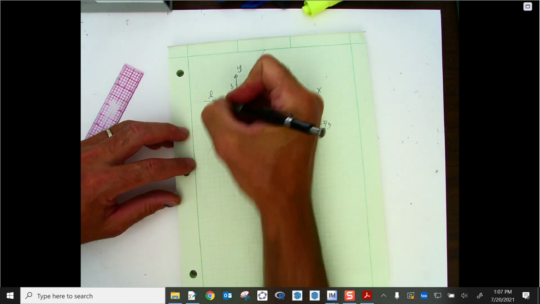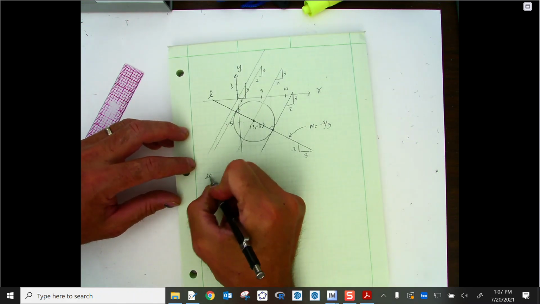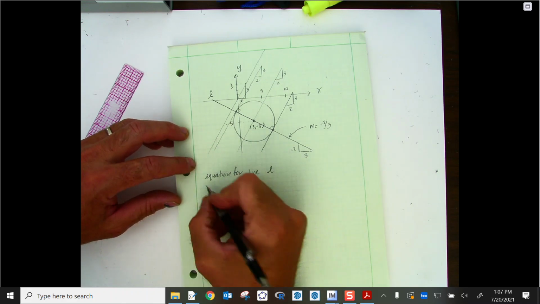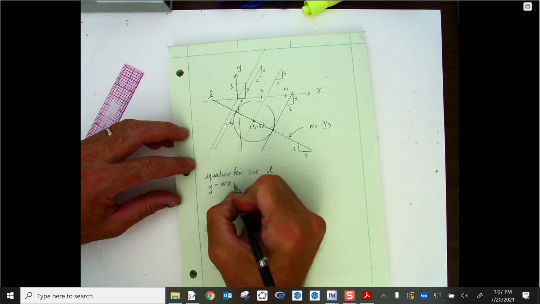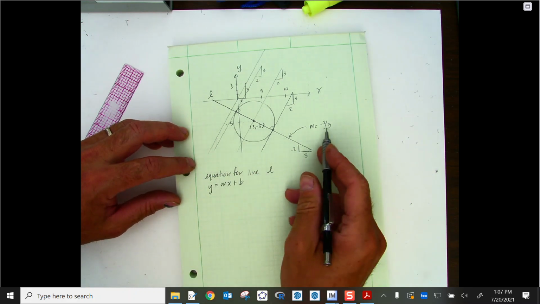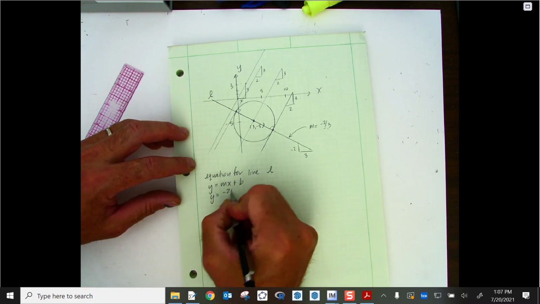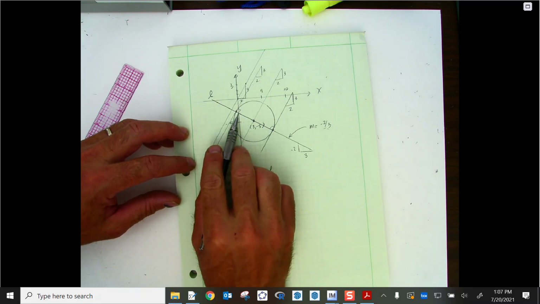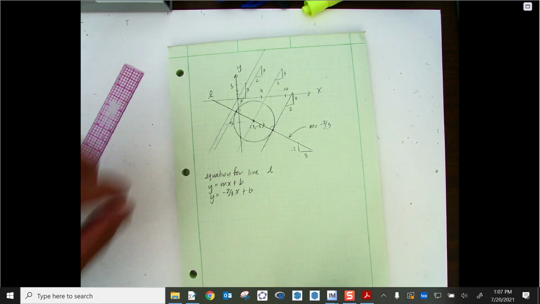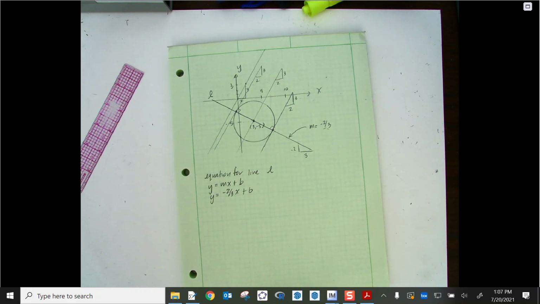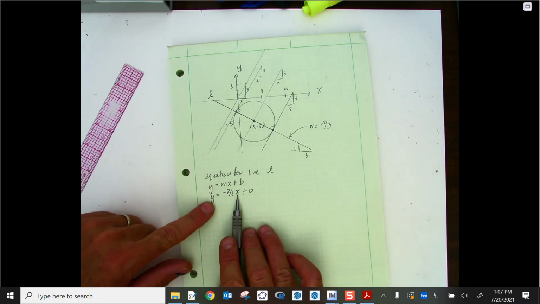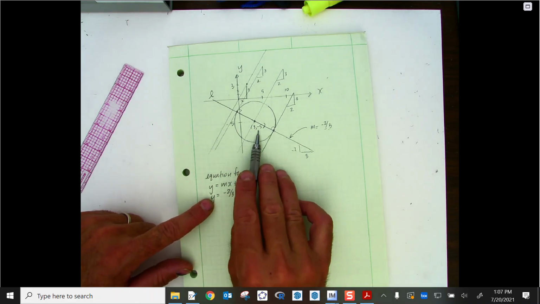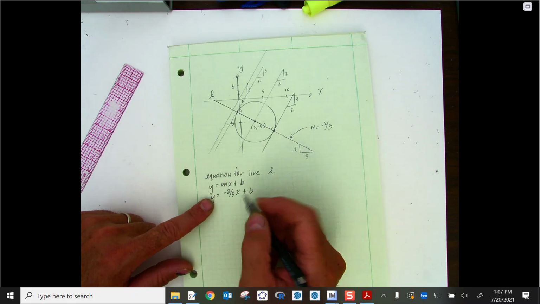I'll call this line L. The equation for line L is of the form y = mx + b, but I already know what m is. It's negative 2/3. So y = negative 2/3 x + b, but I don't know the y-intercept. It looks to be about -3, but we can't trust the picture here, so I better go after it analytically. The way I do that is plug in an x and a y to solve for b if I know one point that the line goes through. The one point I do know it goes through is (3, -5). So let's do that.